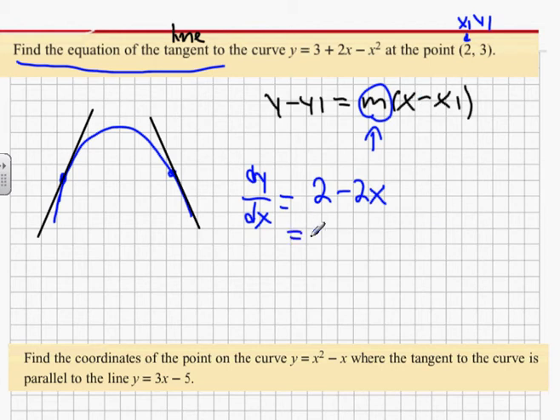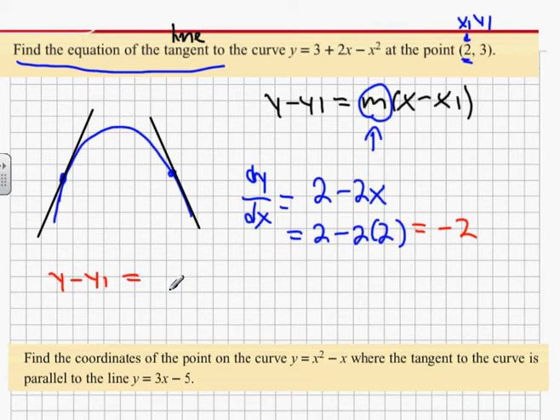So the slope of this is 2 minus 2 times 2, because we replaced x with that. What's the answer? It's going to be 2 minus 4, which is minus 2. Everybody happy enough with that? Now what do I do with the equation of my line? You sub in minus 2 for the slope.